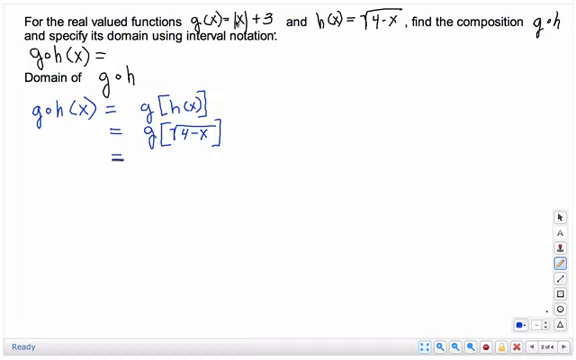Now my g function is the absolute value of x plus 3. So I'm going to make the x part kind of big because I'm replacing x. In this function g of x, I'm replacing x with the square root of 4 minus x. So here's the absolute value of x in this case, plus 3. But I'm replacing x with this value here, so I'm going to put that in here.